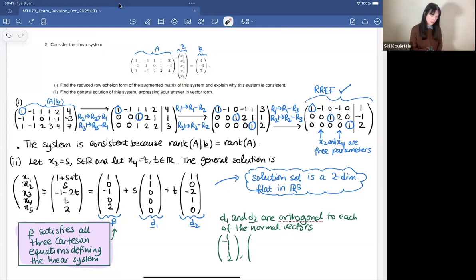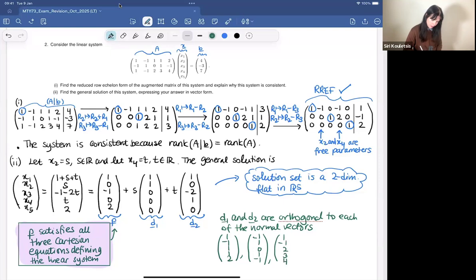The corresponding normal then, just take the coefficients of x1, x2, x3, x4, x5, like this here. So the second equation there has normal minus 1, 1, 0, 1, minus 1. Then finally, the third hyperplane there has normal 1, minus 1, 2, 3, 4.